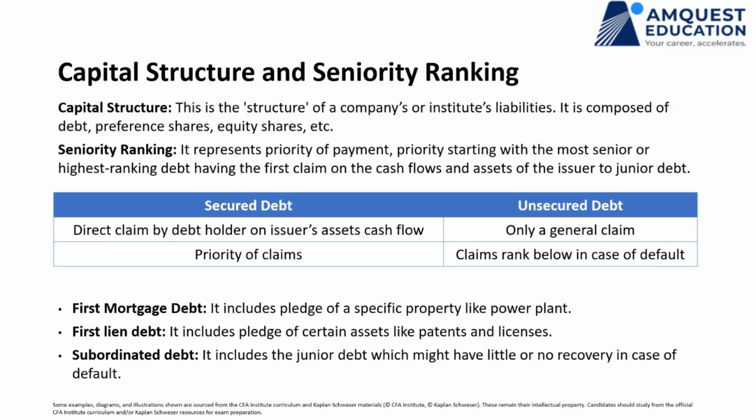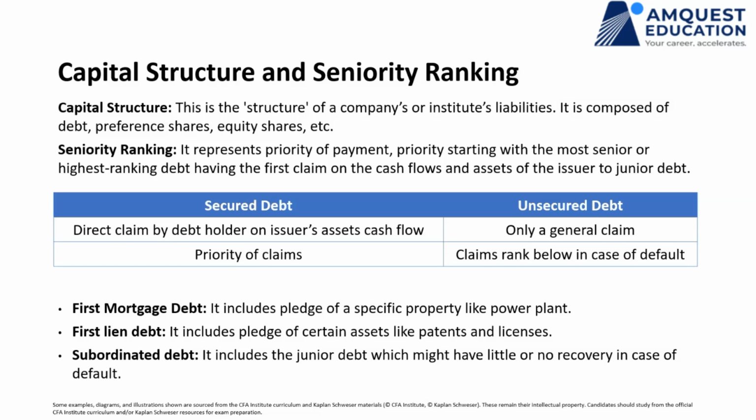Now, within capital structure, you could have seniority rankings, which means it represents priority of claim. Priority starts with the most senior or highest ranking debt, having the first claim on the cash flow and the assets of the issuer as compared to a junior debt. So when we say secured debt, it is a direct claim by the debt holder on the issuer's assets and cash flow and has a priority of claim. So if you are a secured lender, you have a direct claim on the assets, whatever the company assets are, and on the cash flows of that asset.